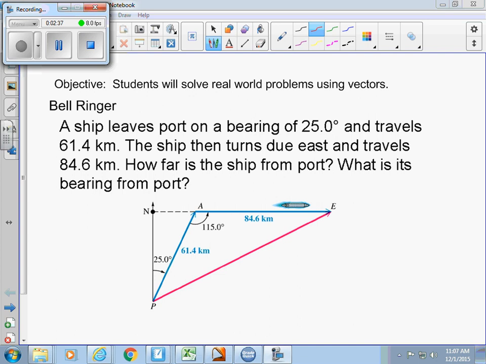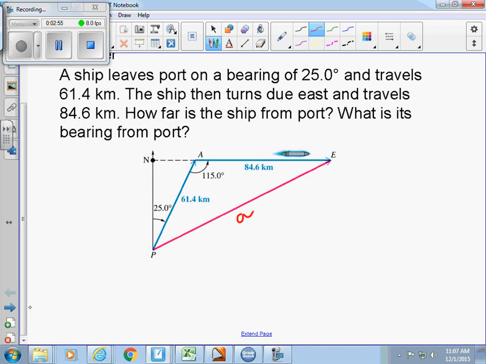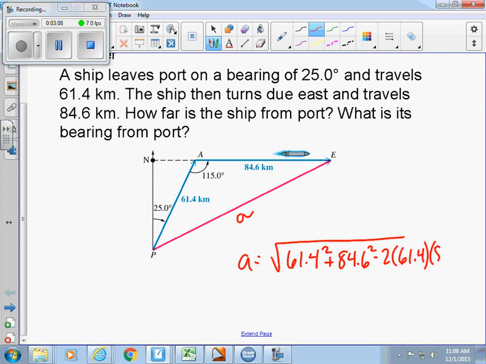How'd you do it? Square root of a squared plus b squared. Good, law of cosines, right? So the square root, so find this distance. If you want to call it A, you can, or if you want to call it the length of a vector, you can. Let's see how you set that up. Square root of 61.4 squared plus 84.6 squared minus 2 times 61.4 times 84.6 cosine of 115 degrees.